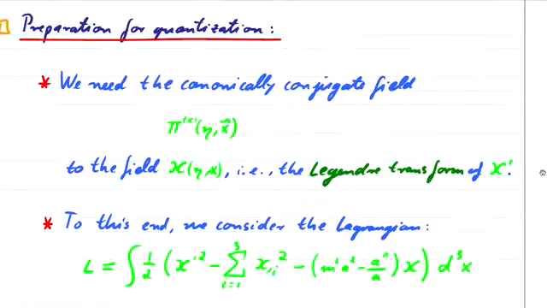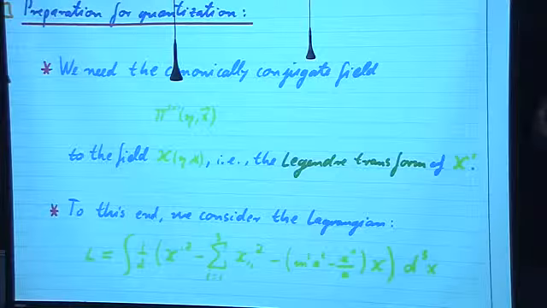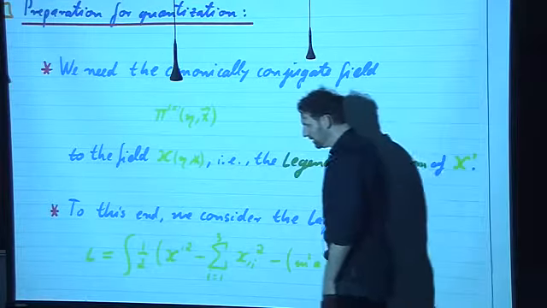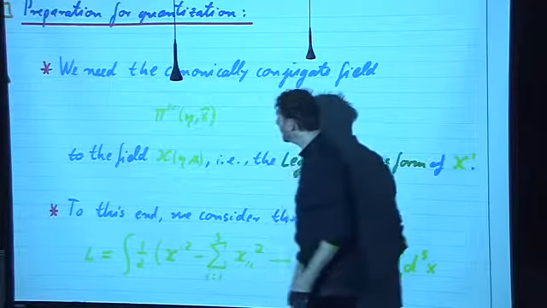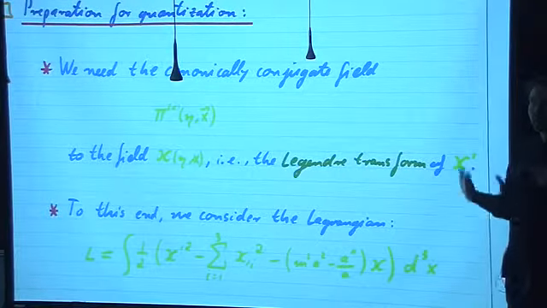Now, let's prepare for quantization. In order to quantize the theory, we need not only phi, or chi, we also need its canonically conjugate momentum field, so that we know what to impose canonical commutation relations with. Now, this is where it gets quite subtle.